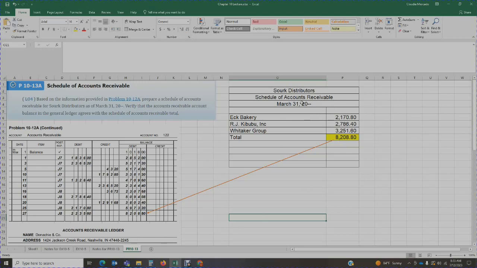Like I said, the schedule of accounts receivable is just a summary of the customers that owe us money. It's a brief summary and overview. Instead of giving them all of the transactions, we just give them the ending balances. This is how much, as of March the 31st, is owed to us, and this is who owes us the money.